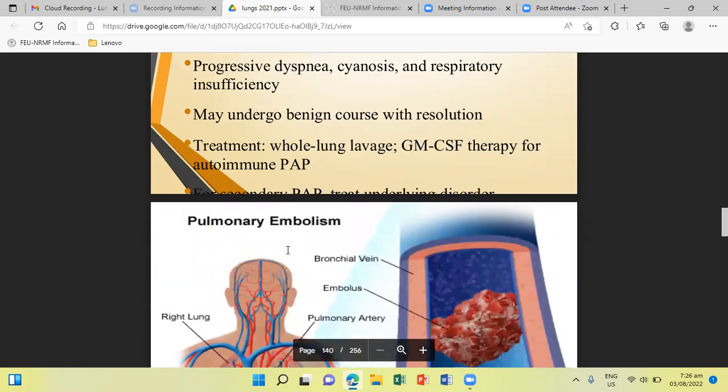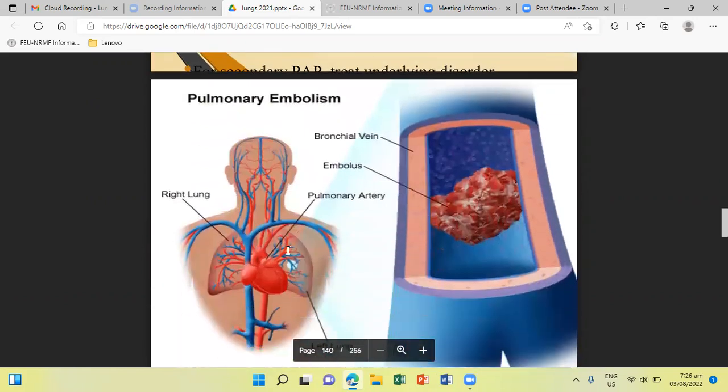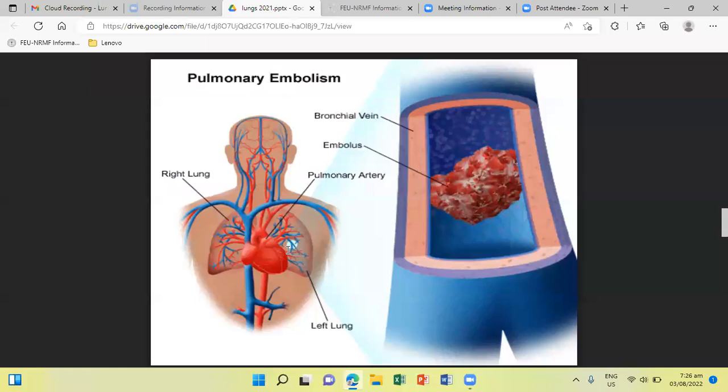Okay. So again, I'm giving you a 5-minute break before I proceed to the next topic, which is now diseases of vascular origin.